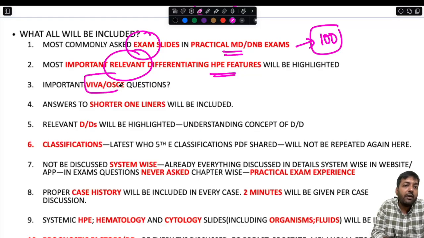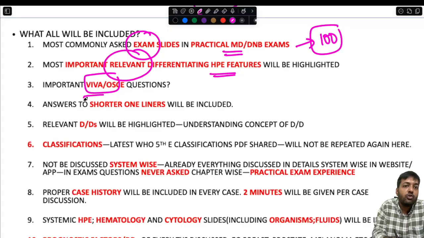All important Viva and OSCE questions will be discussed. Not only discussed, we are going to add all the answers, the one-liners and all the short answers, so that whenever a question is asked, you can rapidly answer it, or just as a reflex, you can answer it in the exam.